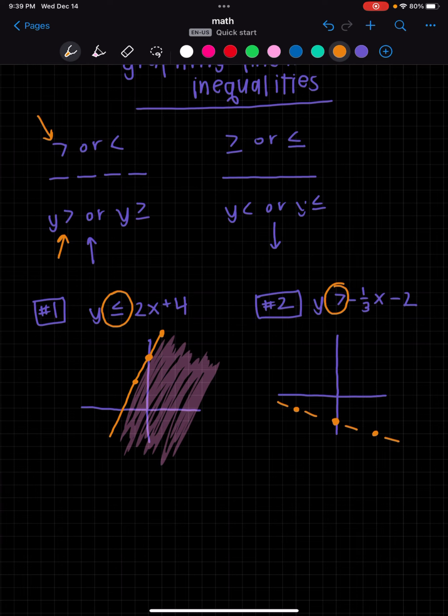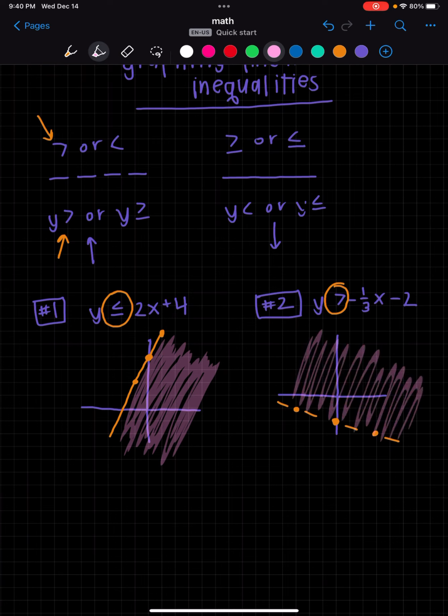And then the orange arrow on the bottom tells me that I have to shade above that because it's greater than. And so I'm just going to shade above that. And that is what my graph looks like.